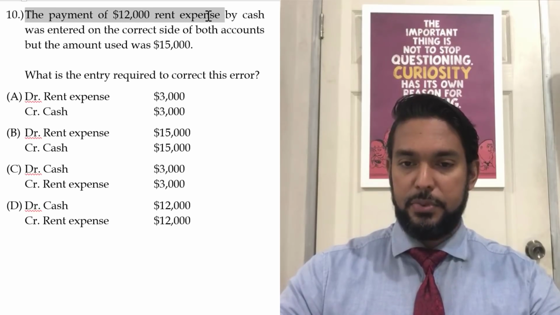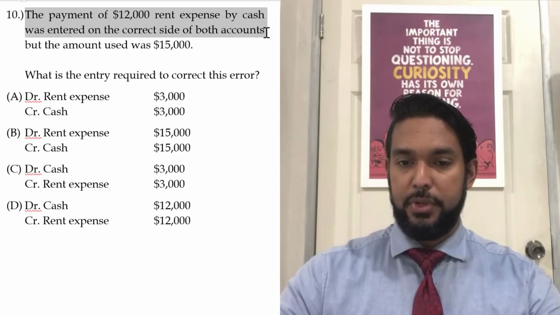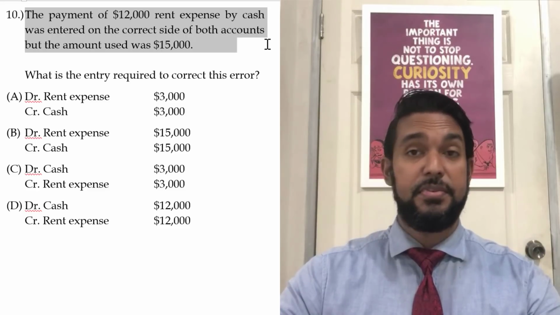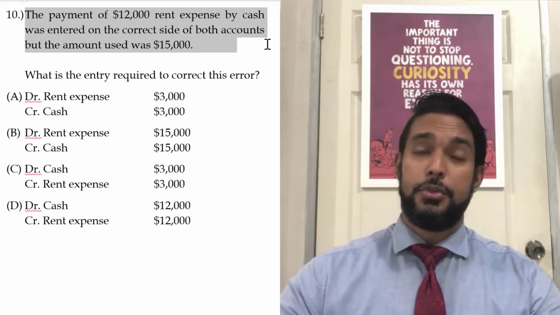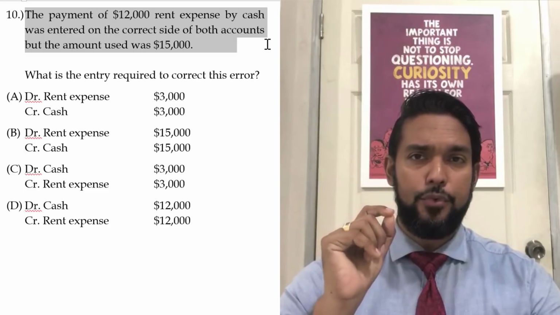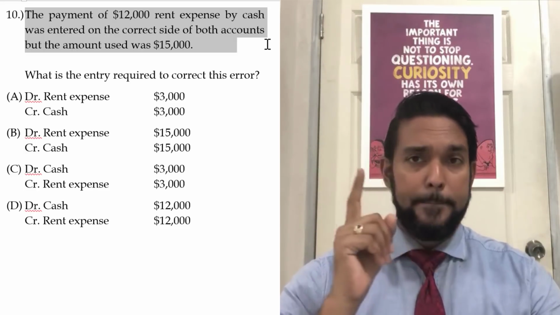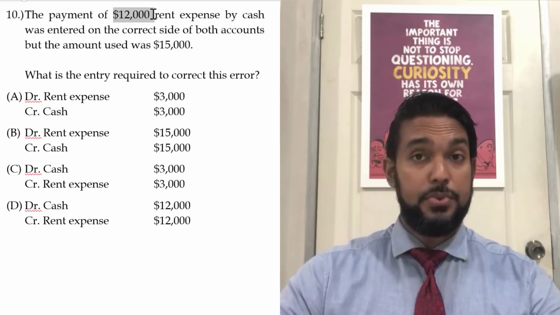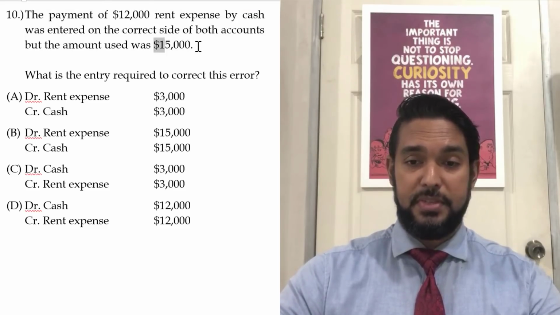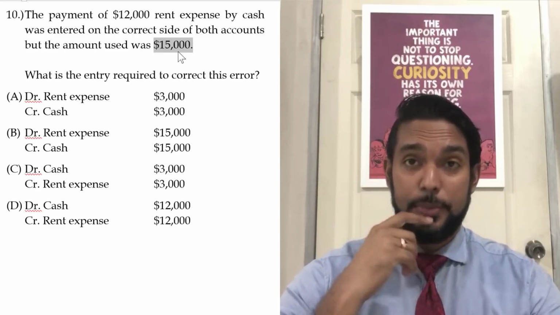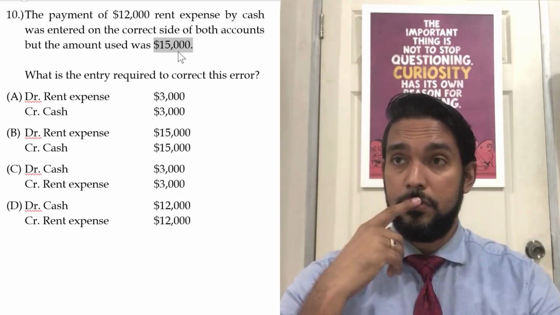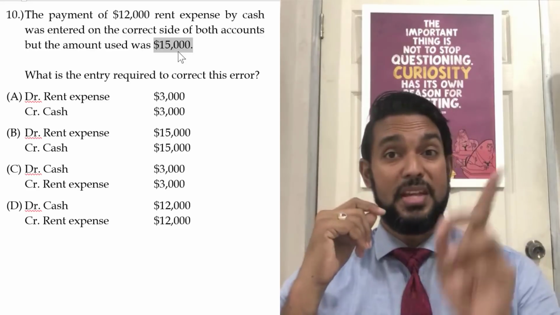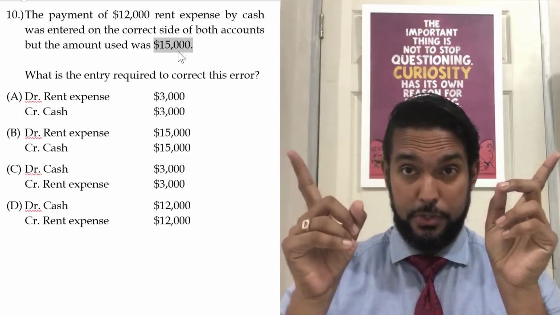So the payment of 12,000 rent expense by cash was entered on the correct side of both accounts, but the amount used was 15,000. So this is also an error of original entry. In this case, the amount that was supposed to be used is 12,000 and we used 15,000. So that's the incorrect amount. Is it too high or too low? Too high. So we debited too much and we credited too much.